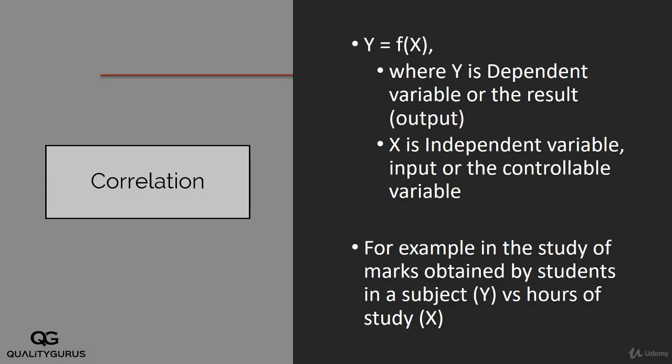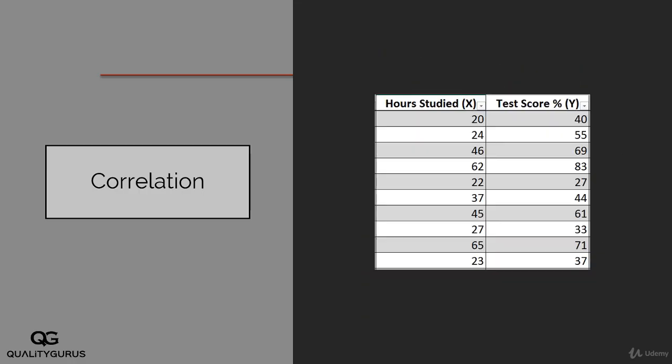To understand this, let's take this simple example of hours studied and marks obtained. What I did in this experiment is I interviewed 10 students and asked them how many hours they studied for the exam and what their test score was, and I recorded that. The first student who studied for 20 hours got 40 marks in the exam. The second student who studied for 24 hours got 55% marks, and so on. Now I can see whether there is any relationship between these two things or not.